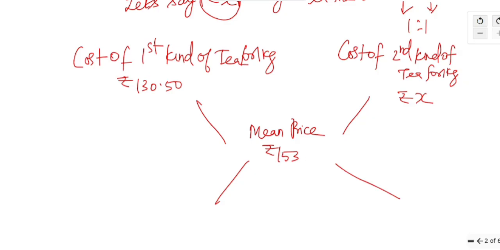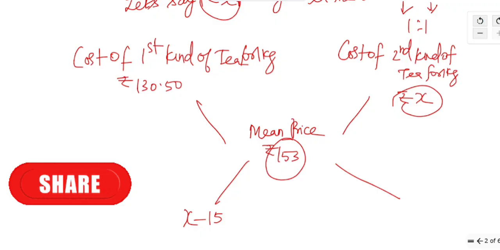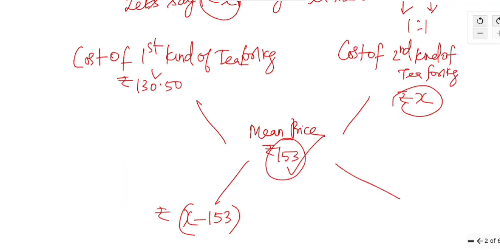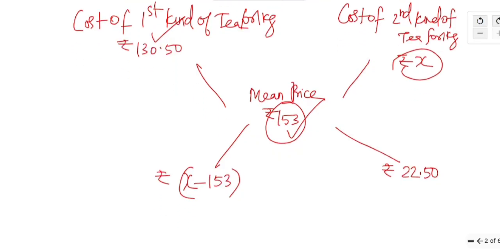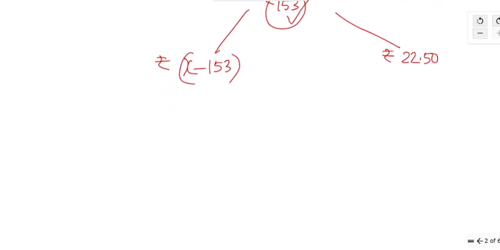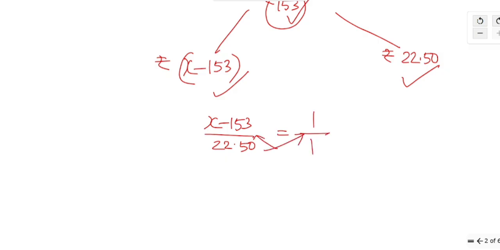Now we need to do the subtraction. So X minus 153 rupees. Here 153 minus 130 rupees 50 paise giving us 22 rupees 50 paise. Now we are going to set up the proportion. So this over this. So X minus 153 over 22 rupees 50 paise, that is equal to the ratio 1:1. So 1 over 1.